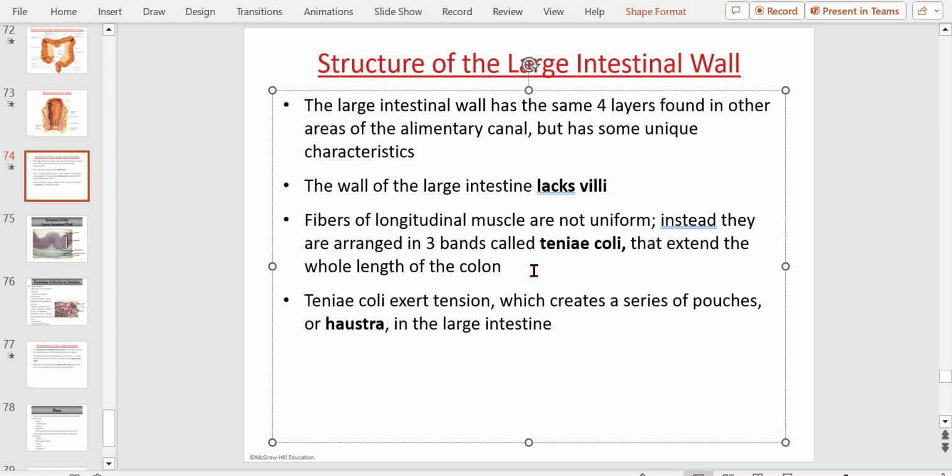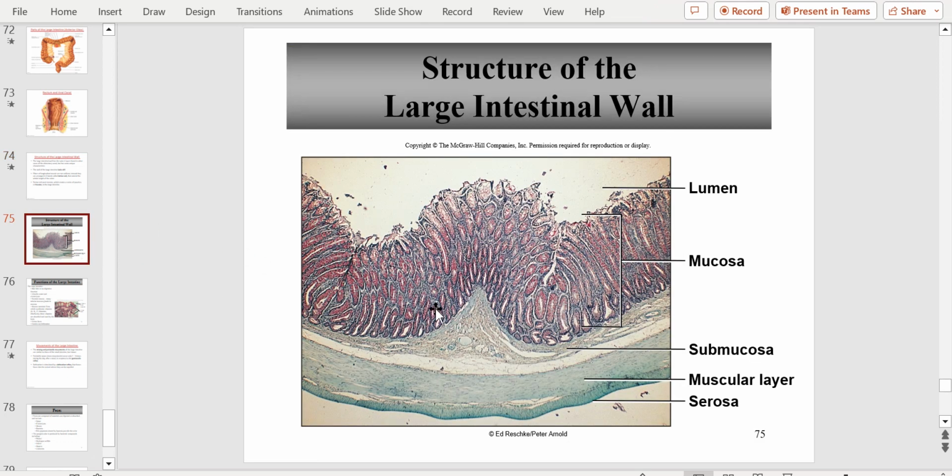The fibers of the longitudinal muscles are not uniform. Instead, they are arranged in 3 bands called taeniae coli that extend the whole length of the colon. These taeniae coli exert tension, which creates a series of pouches or haustra in the large intestine. Here's a nice shot of all your different layers, mucosa, submucosa, it's all here, and there's the lumen of the large intestine.